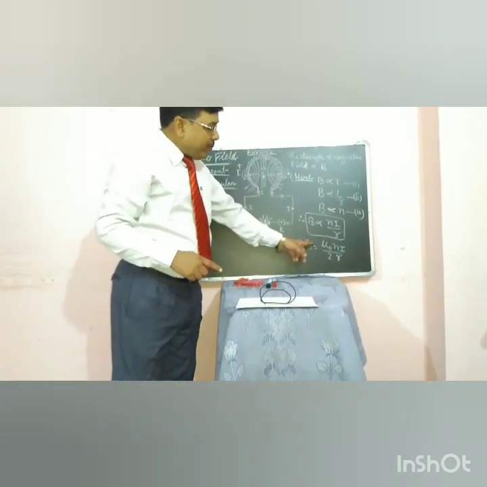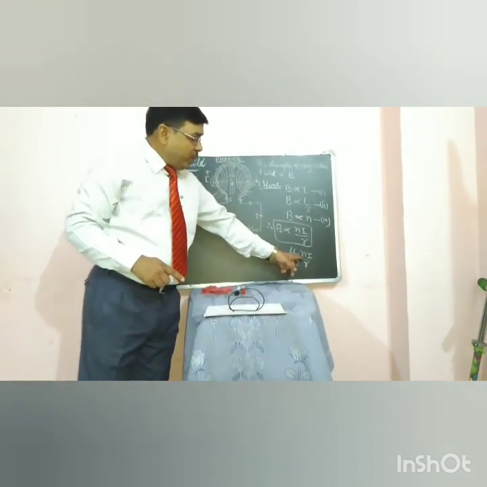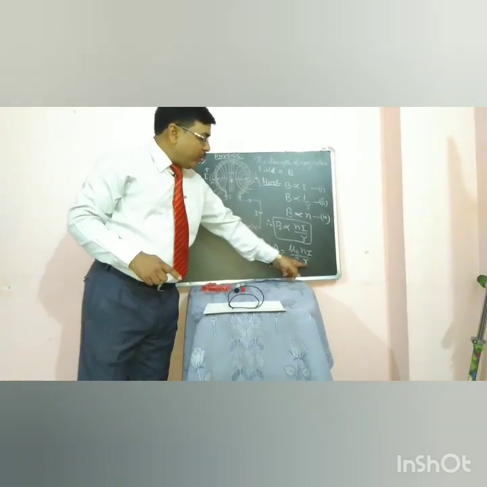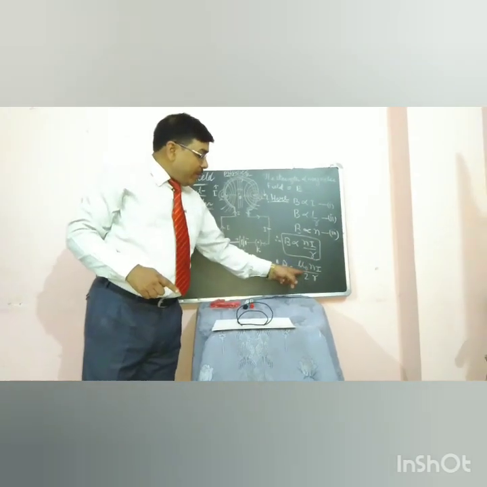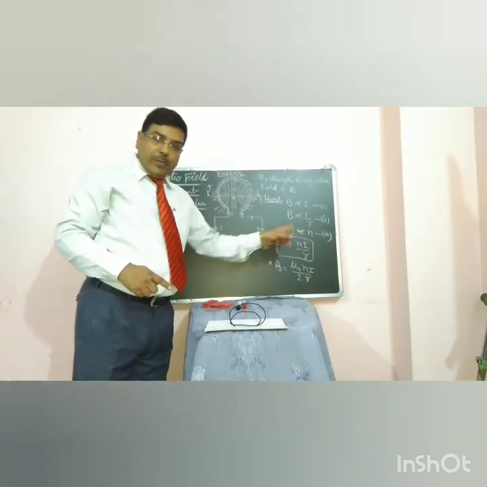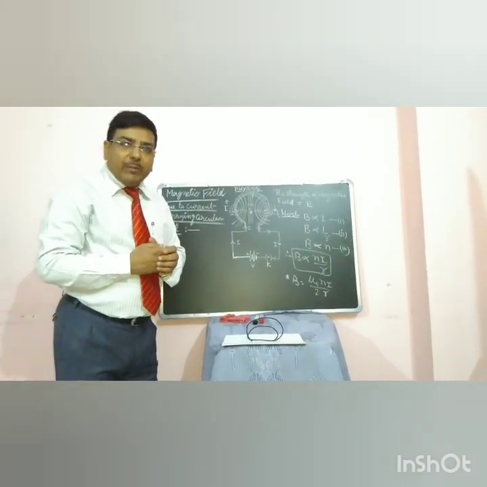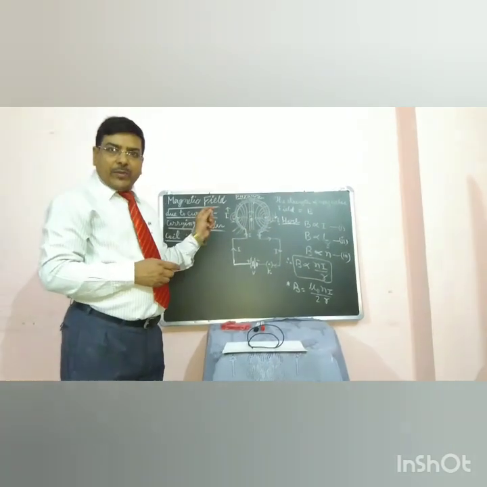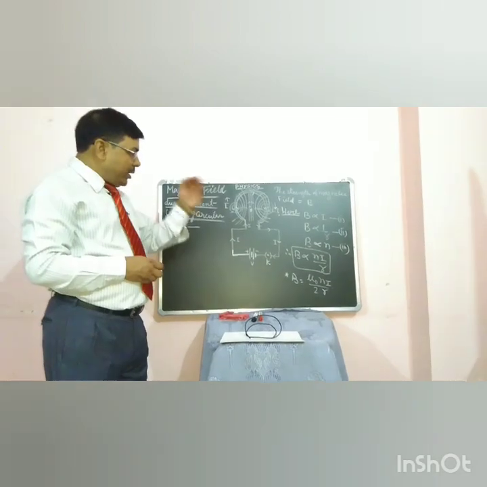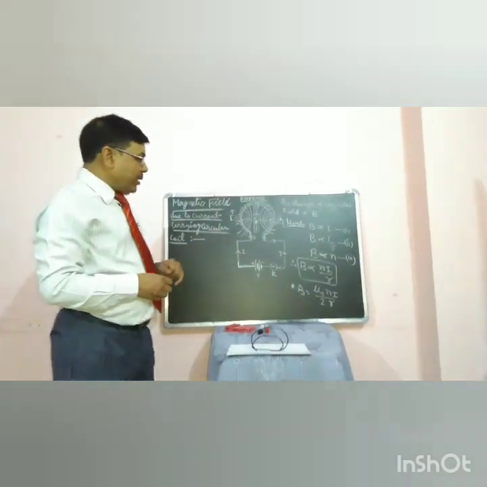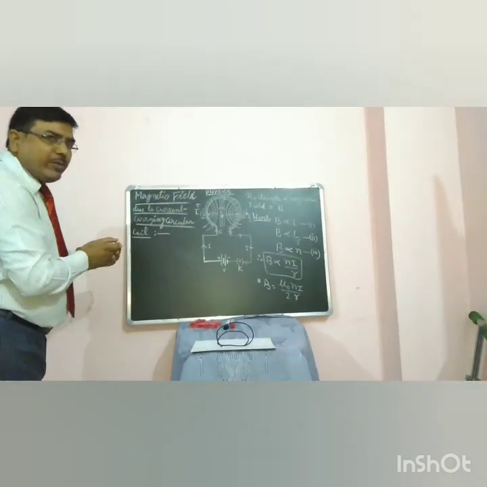One more expression can be written here: B = mu naught n I by 2r. This is for higher classes. Here mu naught is a constant, the absolute permeability of the space or medium. Here the medium is free space, vacuum, you can take. So in higher classes you will work with that. So what did we observe?